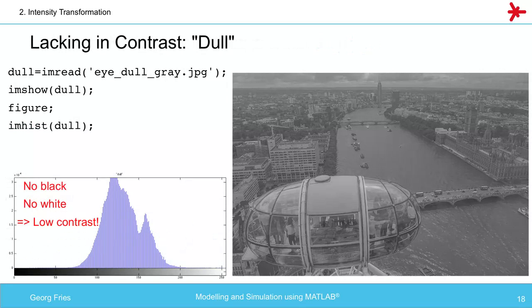This image lacks in contrast. There are no sharp differences between black and white. All the values gather in the center of the range.